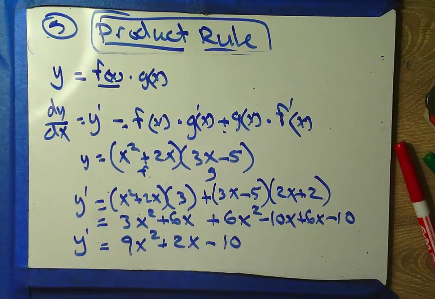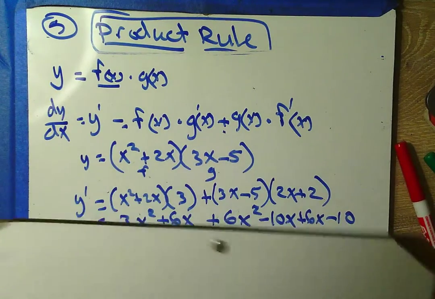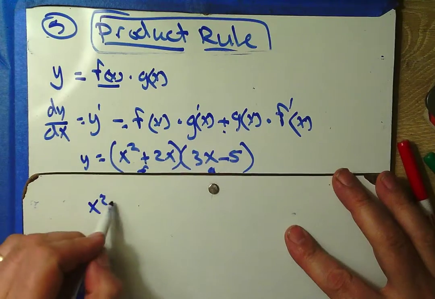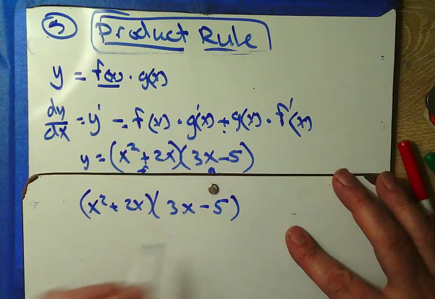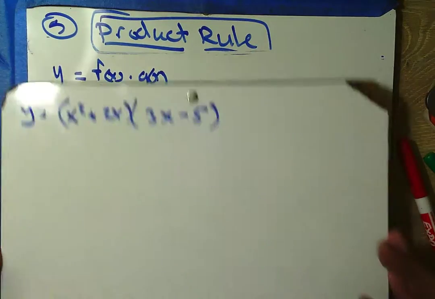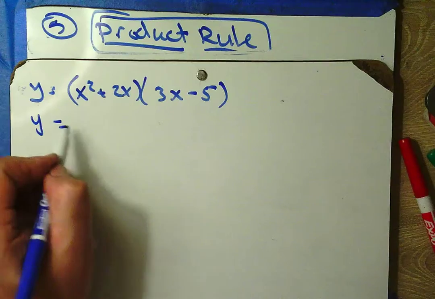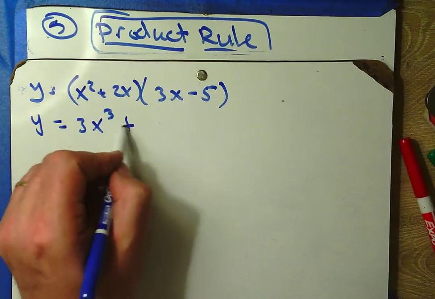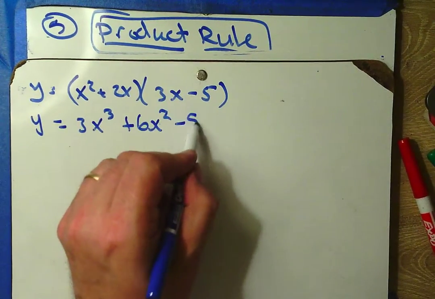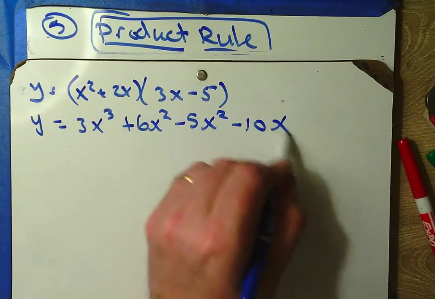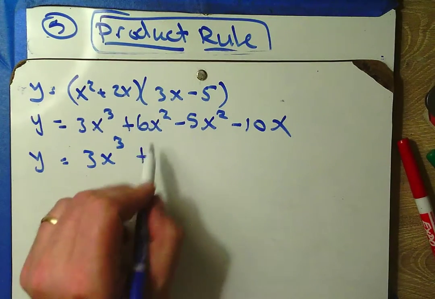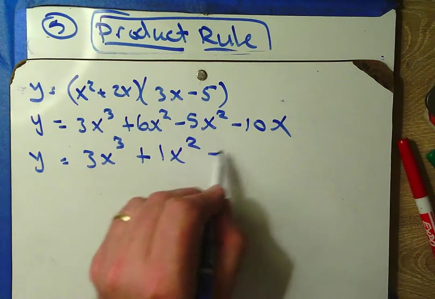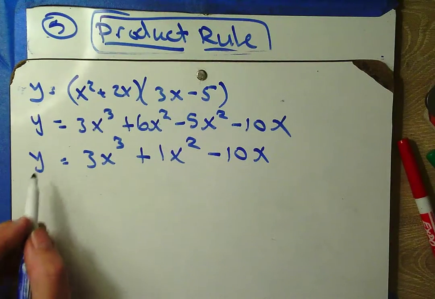Now, it is true that if you were to FOIL here, x squared plus 2x, 3x minus 5, you'd get y equals 3x to the third plus 6x squared minus 5x squared minus 10x, and you'd combine like terms and you'd say 3x to the third plus 1x squared minus 10x, and that just gets you to y, not y prime.